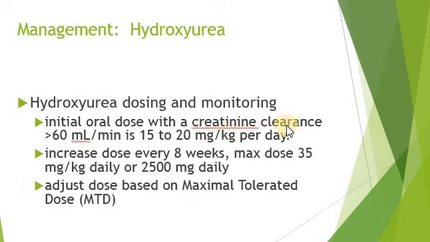Depending upon the creatinine clearance, the initial dose is set. If the creatinine clearance is more than 60 ml per minute, the dose will be 15 to 20 mg per kg per day. The dose can be increased up to 8 weeks, and the maximum dose is about 35 mg per kg per day or 2500 mg daily. Dose is adjusted based upon the maximum tolerable dose of the drug.